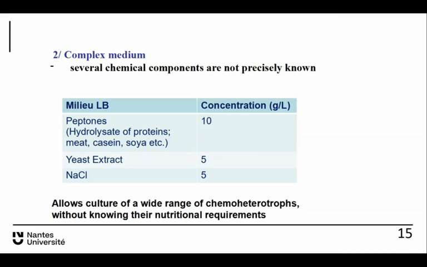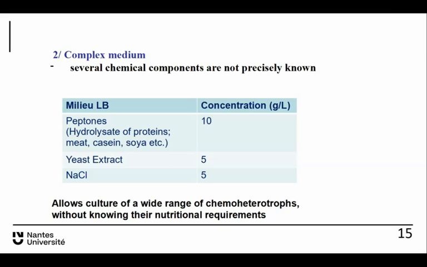But it's called complex because we don't really know what is in here. This is a complex mixture of compounds. Yeast extract, it's a complex mixture. So here in the peptones, you have all the amino acids that you need. You'll have a source of carbon to grow on. Yeast extract will have all the vitamins and purine and pyrimidine bases. So these 2 components, all the potential growth factors that bacteria may need will already be there.